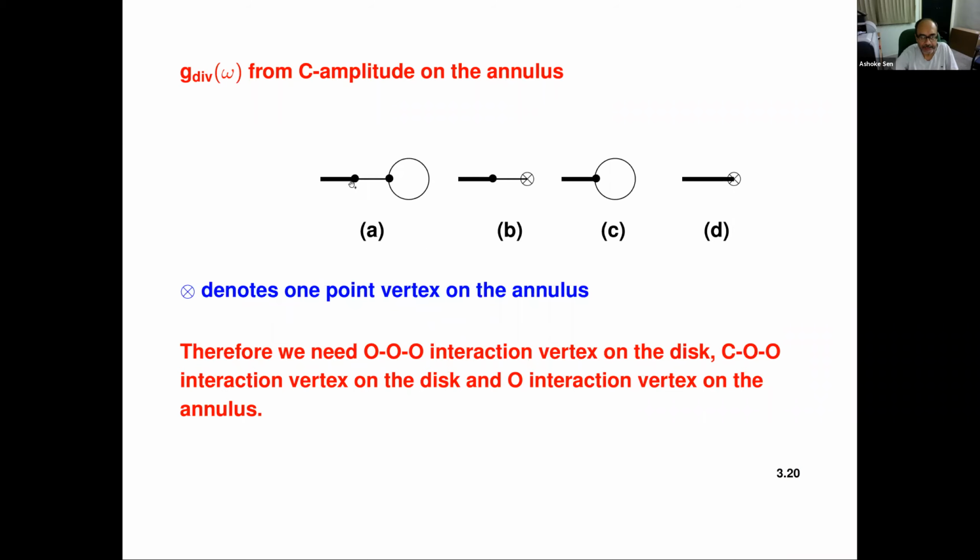So you see here that we need several new vertices, right? We cannot just go ahead and start calculating this, because we have not said anything about the OOO interaction vertex that we need here. We have not said anything about the COO interaction vertex, right? What is this vertex? We need this. And also we need this vertex, the O interaction vertex on the annulus. So only after you have constructed all these can you start calculating these Feynman diagrams.